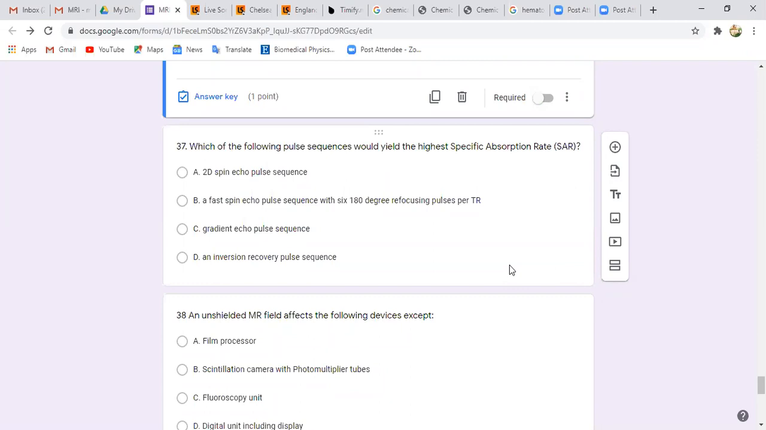No idea from this end. I said SAR has got to do with the rate of absorption of energy when we use electromagnetic waves. We use systems that emit electromagnetic radiation, and like we know, the RF pulse introduced into the body uses electromagnetic waves.